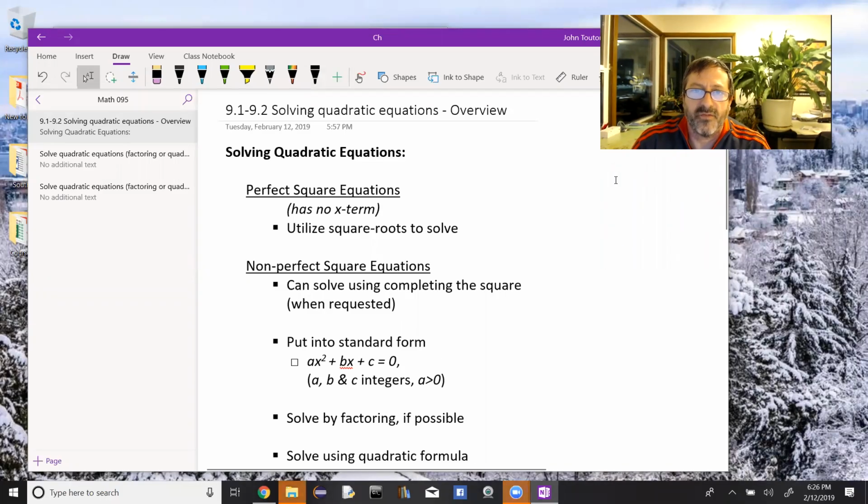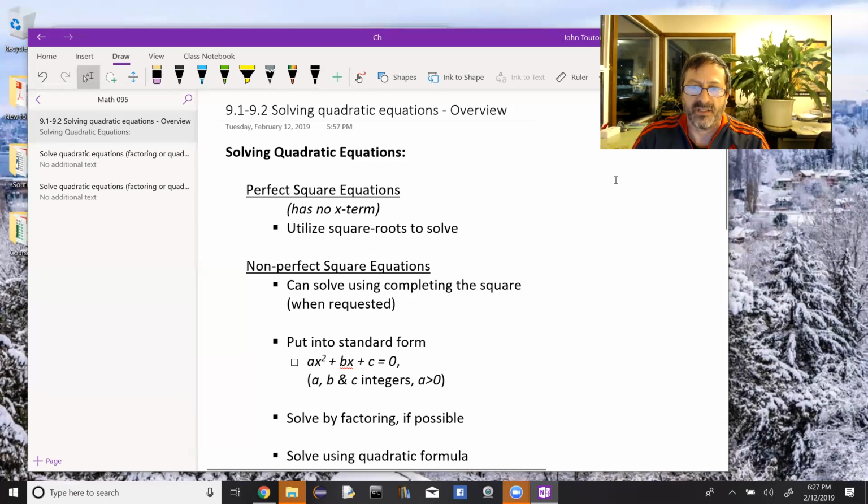All right, so we're going to look at an overview of 9.1 and 9.2, and then look at solving a couple of problems from 9.2. So first, in general, when we're solving quadratic equations, we're going to identify whether or not we have a perfect square equation or a non-perfect square equation. The perfect square equations will have no middle term or no x term, and we can solve those using square roots, as shown in the previous video.